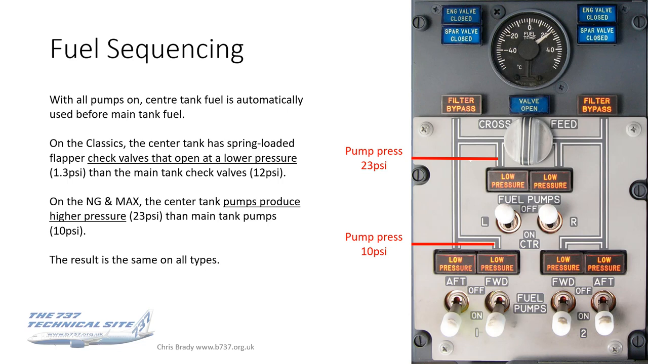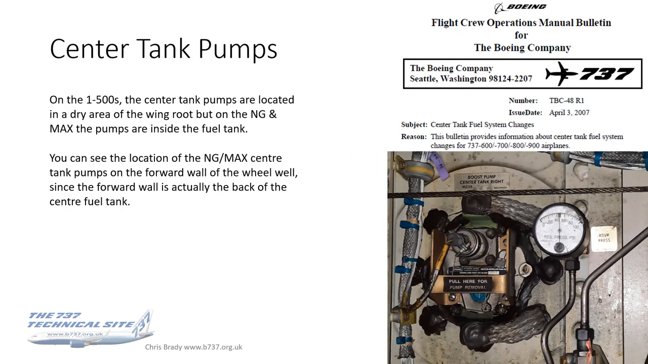You use the center tank fuel first. On the originals and the classics, the center tank pumps are actually located in a dry area of the wing root, so we can't see them. But on the NG and the MAX, again, it's all there on display for us. We can see these in the wheel well.